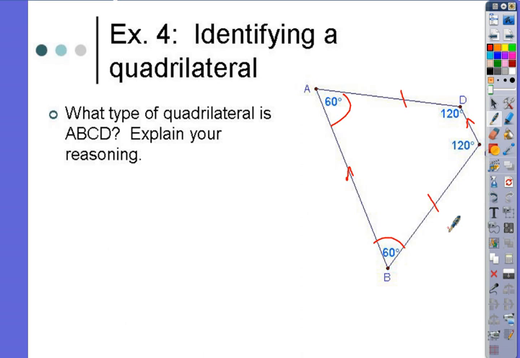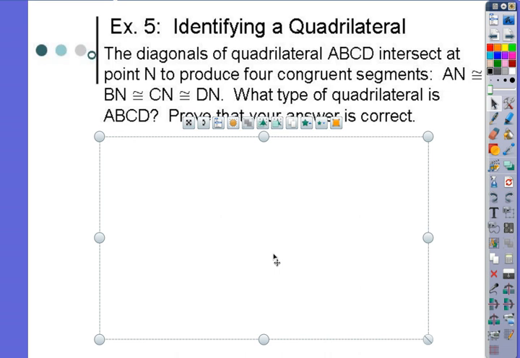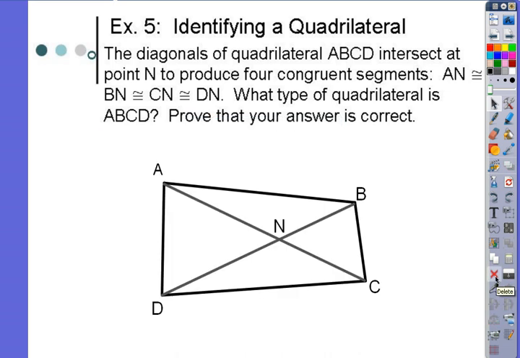Now, I've built something like that for us. There's a quadrilateral ABCD. We know that this is true, right? All those little segments, AN, BN, CN, and DN, are congruent. They may not look congruent in my picture, but who cares? The picture doesn't matter. It's the information on the picture that counts. And that says they're congruent, even if they don't look like it. So what kind of quadrilateral is this? Well, let's start general. Is it a parallelogram?